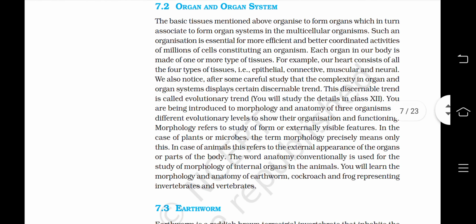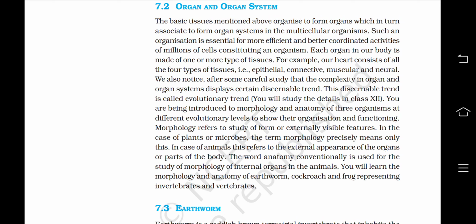Now, organ and organ system. The basic tissues mentioned above organize to form organs, which in turn associate to form organ systems in the multicellular organisms. Such an organization is essential for more efficient and better coordinated activities of millions of cells constituting an organism. Each organ in our body is made of one or more types of tissues. For example, our heart consists of all the four types of tissues, that is epithelial, connective, muscular and neural.